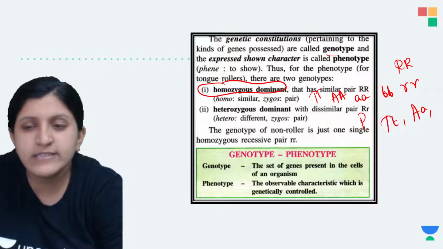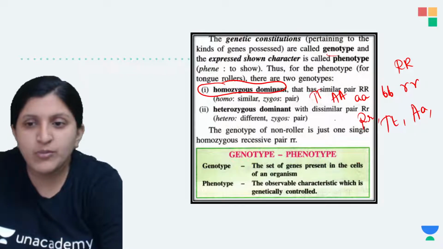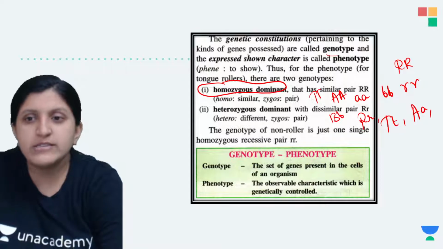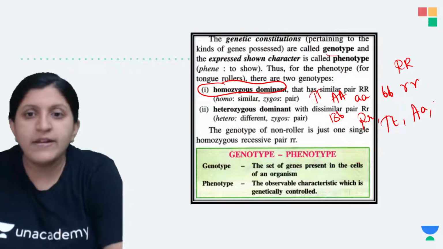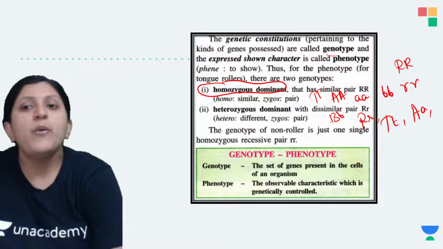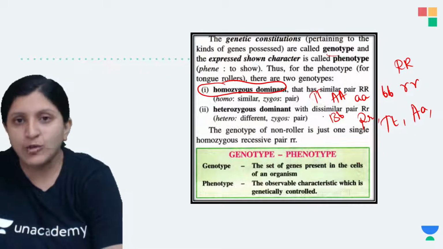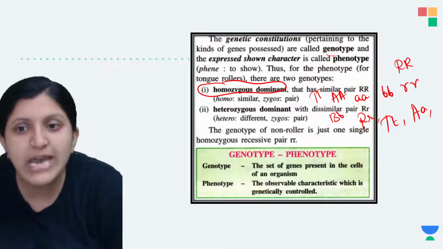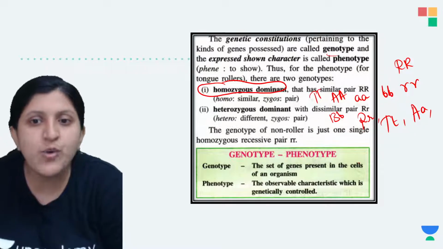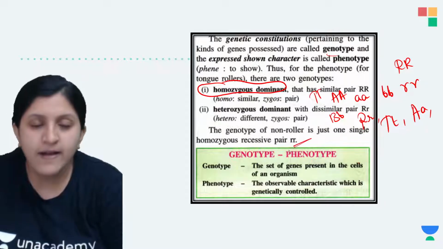AA, then there is TT, RR. So anything basically, now BB also we can just show like this. So any of these are heterozygous conditions. So heterozygous dominant with dissimilar pair Rr. So hetero means different and zygous is a pair. So the genotype of non-roller is just one single homozygous recessive pair. So that is rr. Okay.